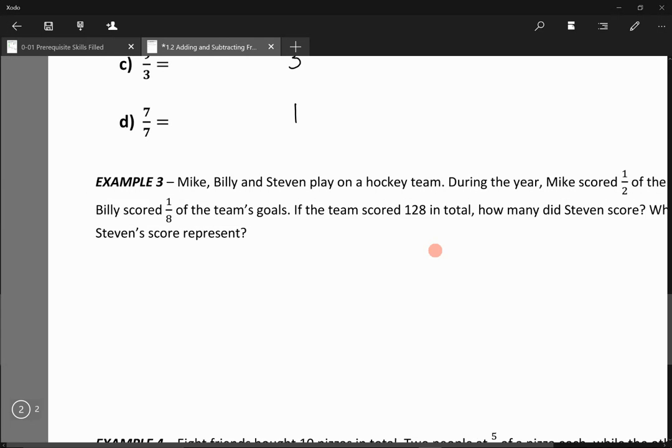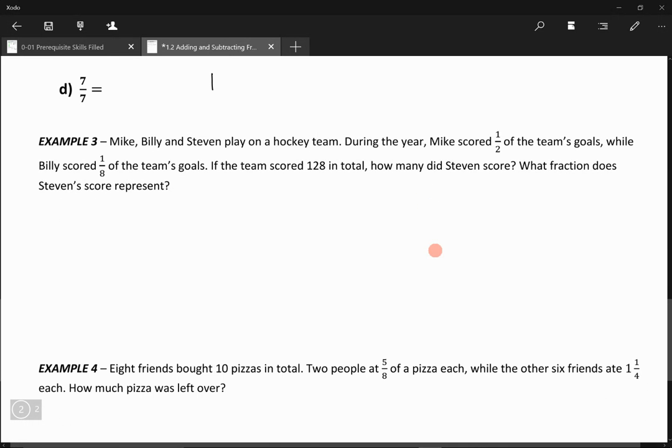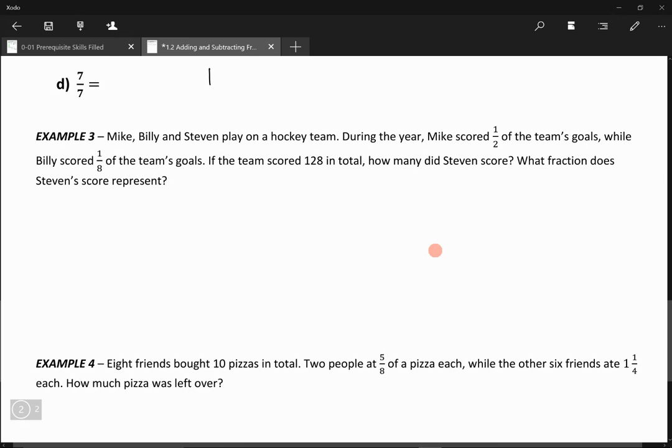All right, example number 3. Mike, Billy, and Steven play on a hockey team during the year. Mike scored half of the team's goals, while Billy scored 1 over 8 of the team's goals. The team scored 128 in total. How many did Steven score, and what fraction does Steven's score represent?